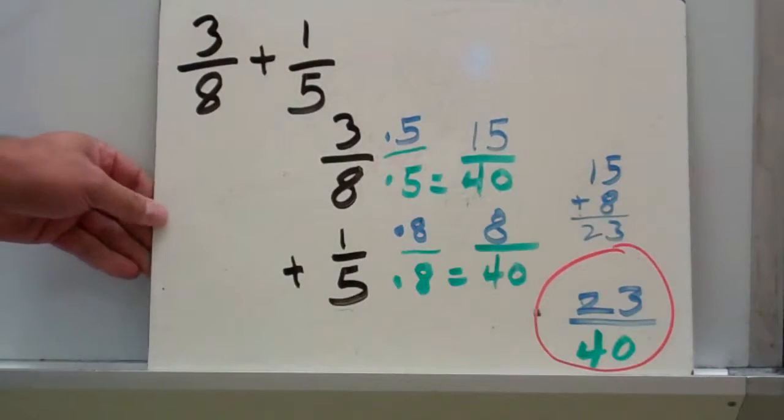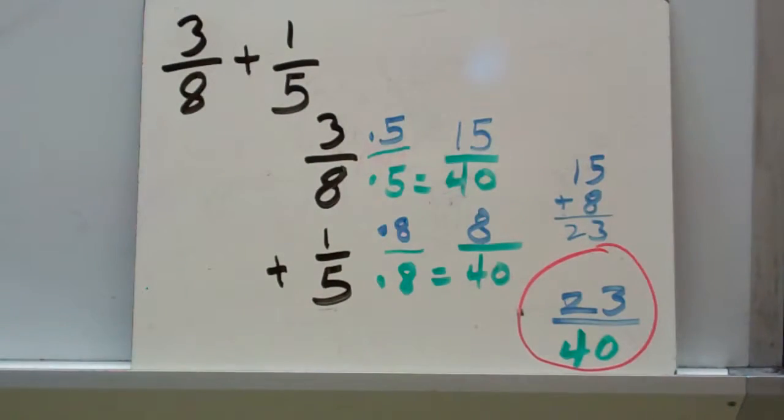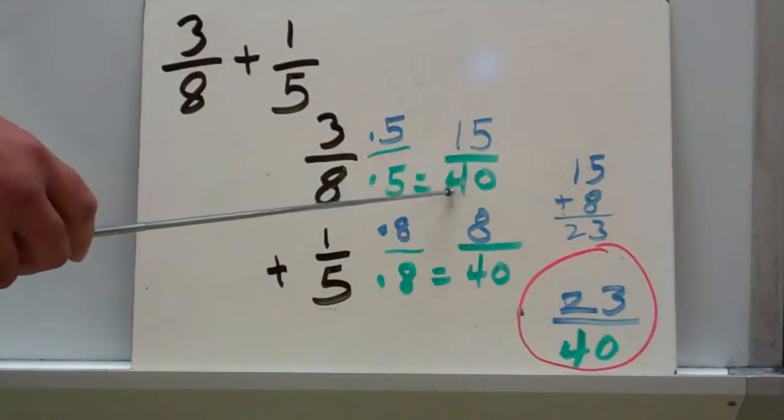So now we'll start looking at some fractions that do not have common denominators. We have 3/8, and we are adding to that 1/5. The easiest way to find a common denominator is to take the denominators of the fractions you are adding or subtracting and multiply them together. So in this case, I have 8 and 5, and 8 and 5 multiply together to give me 40.